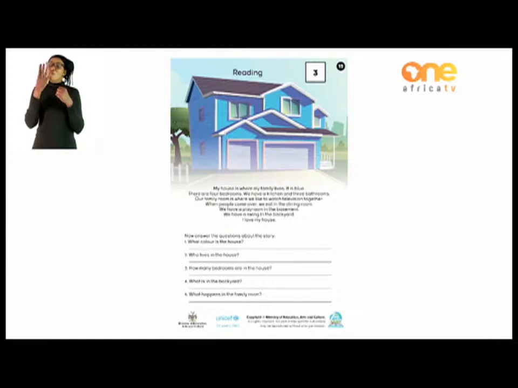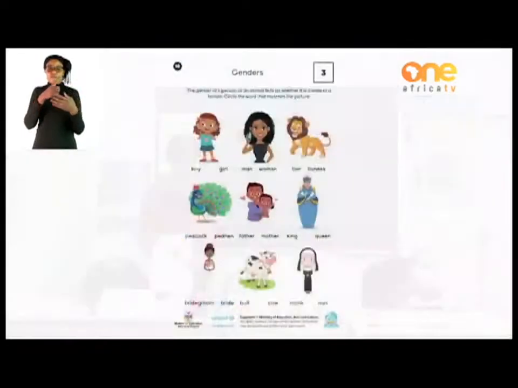Four bedrooms. Question 4. What is in the backyard? Good. There is a swing in the backyard. Question 5. What happens in the family room? We watch television. And remember, boys and girls, we always start with a capital letter and we end the sentence with a full stop. Let's continue with the next page, page 16.